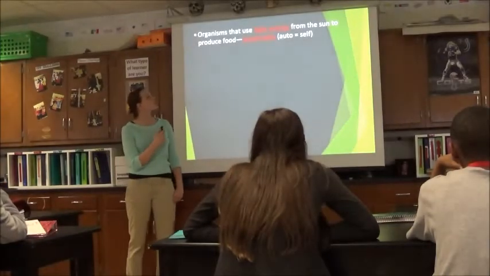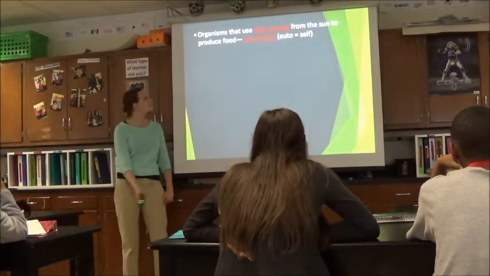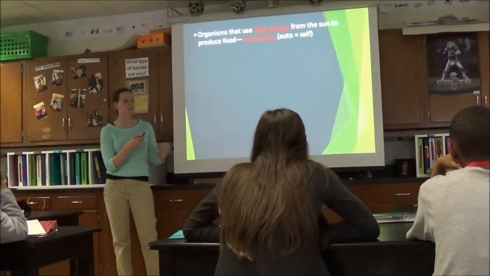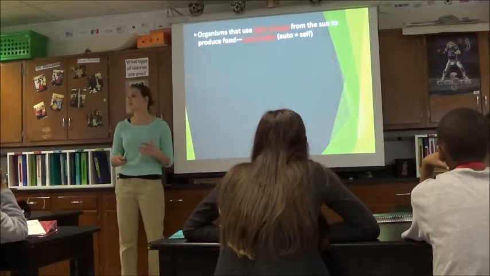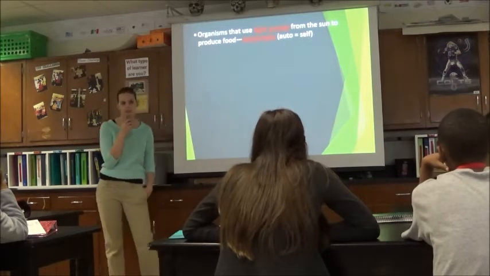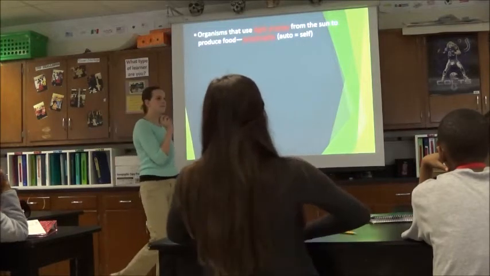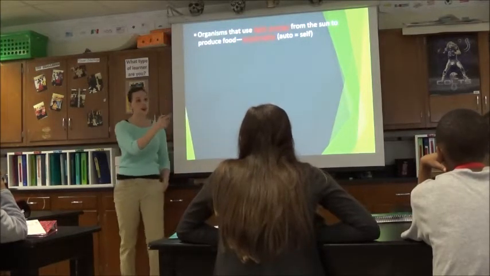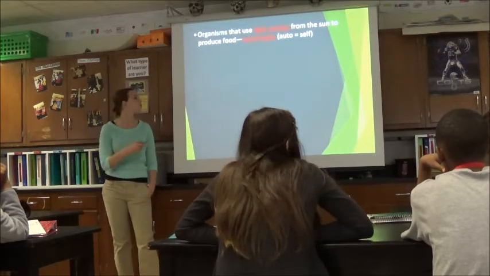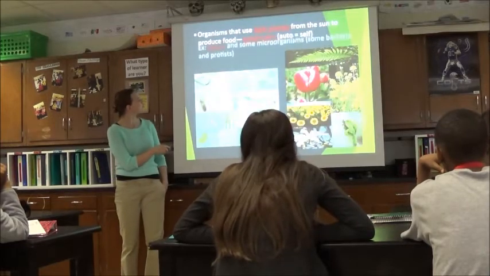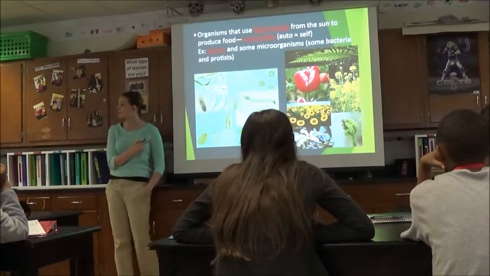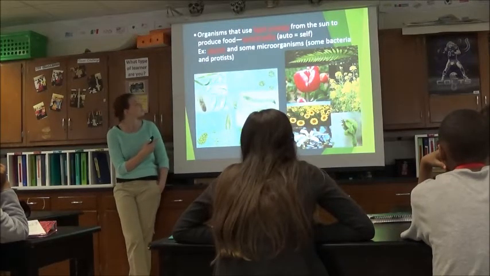So, organisms that use light energy, aka our plants, produce food through the sun, and they're called autotrophs, meaning what do you guys think? Does anyone know what autotrophs might mean? Yeah. Auto self, right, okay. They make their own food. Autotrophs mean make own food, okay? That's right, well done. So here are some examples of plants and other organisms actually that make their own food through photosynthesis, okay?